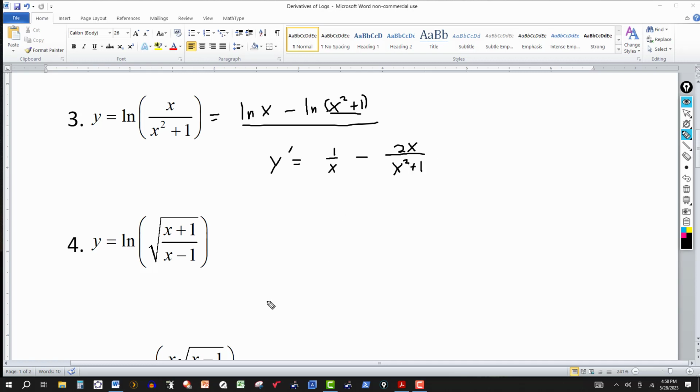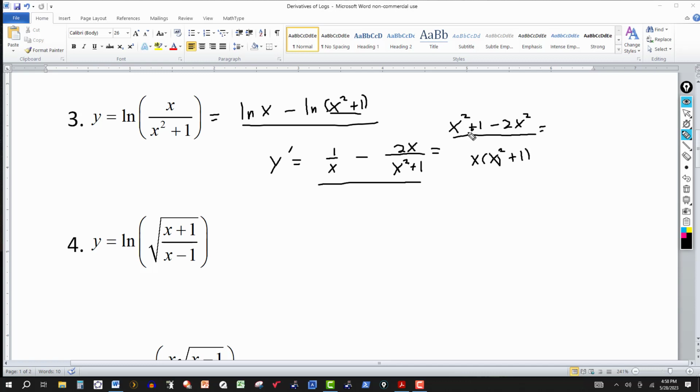Now that's the answer. Your instructor might want you to simplify this or combine it, so I would accept it this way. But let's go ahead and combine it. Lowest common denominator is x times x squared plus 1. So then multiplying this by x squared plus 1, we got an x squared. And we got a minus. This one multiplied by x, minus 2x squared. So I got everything over the same denominator.